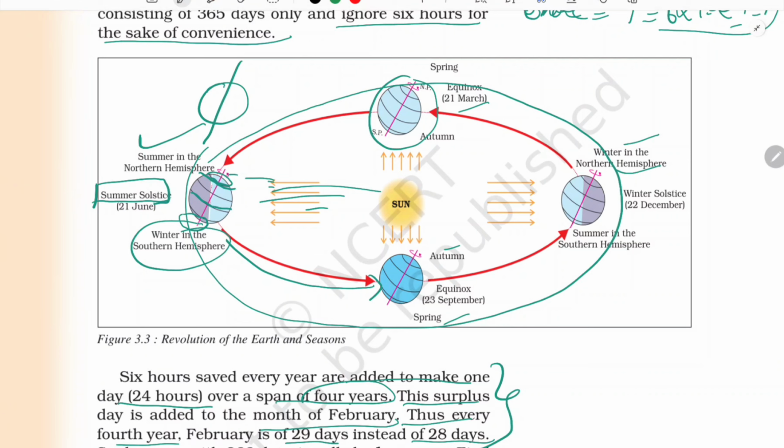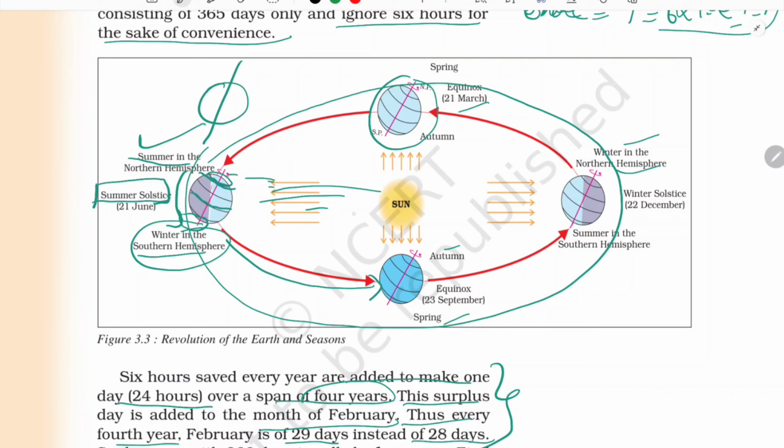So there will be night in the southern hemisphere. The reverse will happen in the southern hemisphere. When there is summer in the northern hemisphere, there will be winter in the southern hemisphere. I hope you have understood this concept.